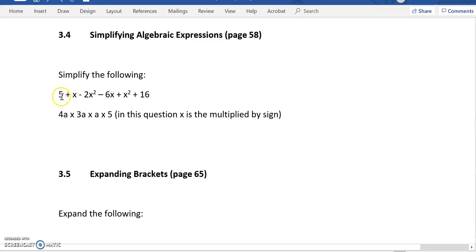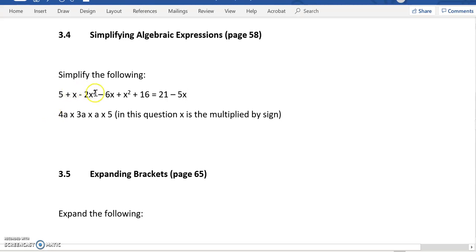What we've got is a number of different terms with plus or minus signs in between them. And the way we can simplify them is that we can put the like things together. For example, if we've got a plus 5 and a plus 16, we know that equals 21. So we've simplified those two terms. We've got two x terms. We've got an x and a minus 6x. So x minus 6x is going to be minus 5x.